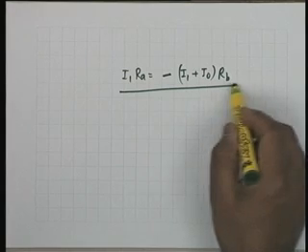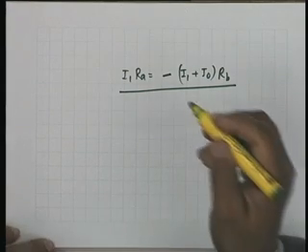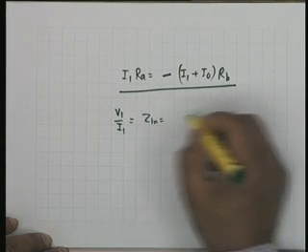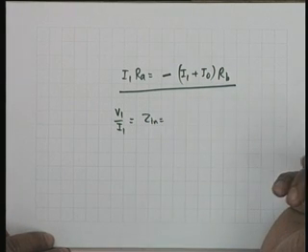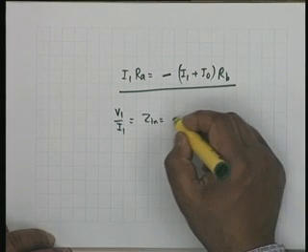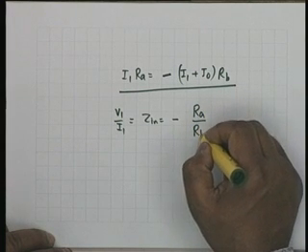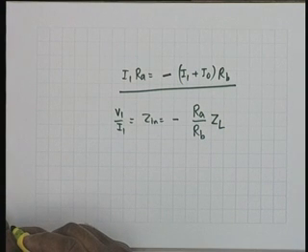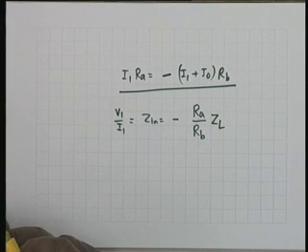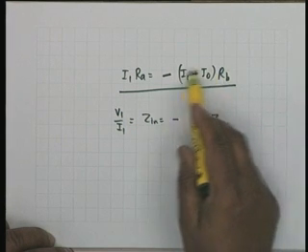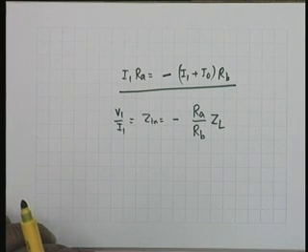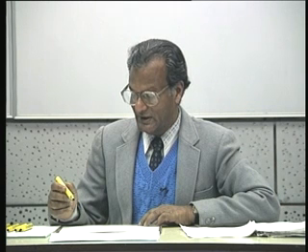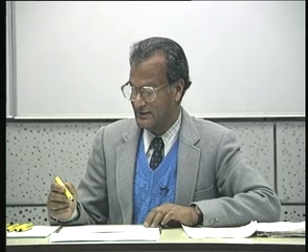Okay, I1 RA equal to minus (I1 plus I0) RB, and therefore V1 by I1, which is equal to Z input, would be equal to minus RA divided by RB into ZL. Alright? A simple manipulation of these two equations. I1 is equal to minus (I1 plus I0) RB by RA and so on. So this doesn't come out to be negative, it comes out to be plus? What comes out to be plus?